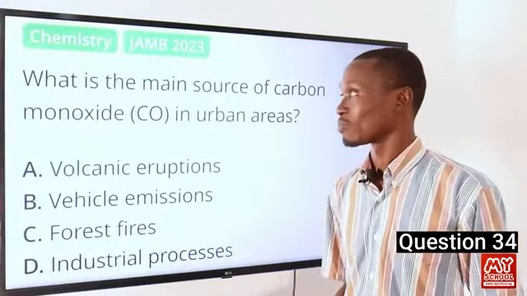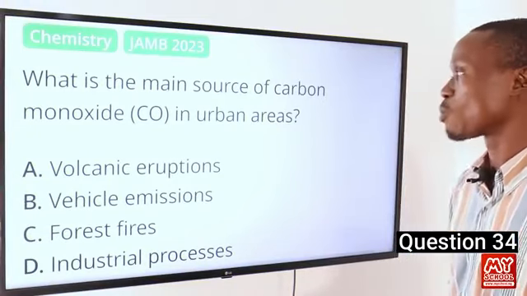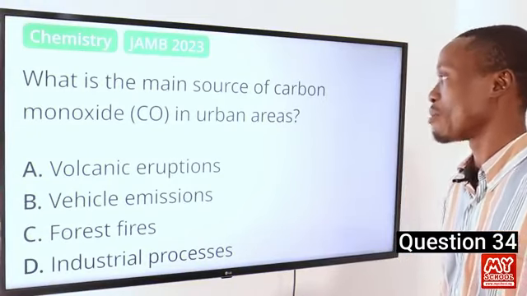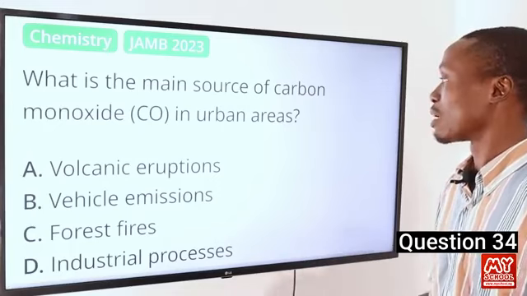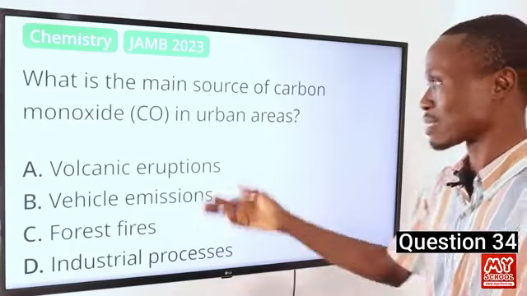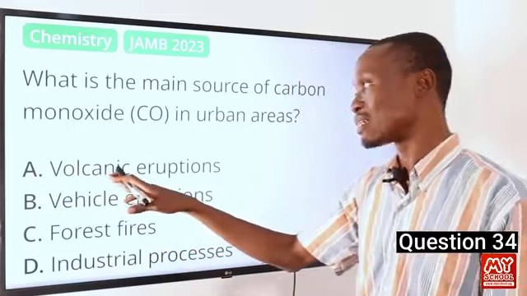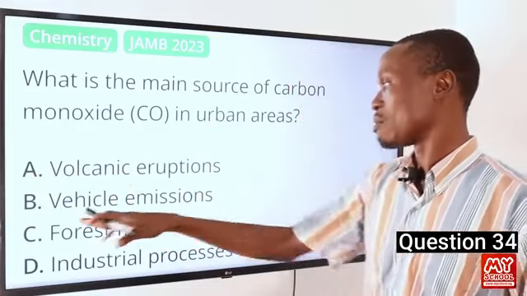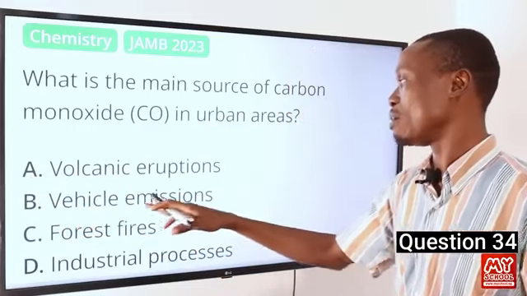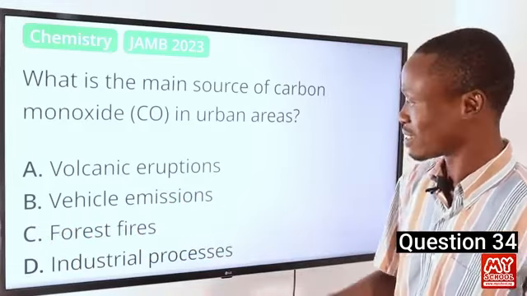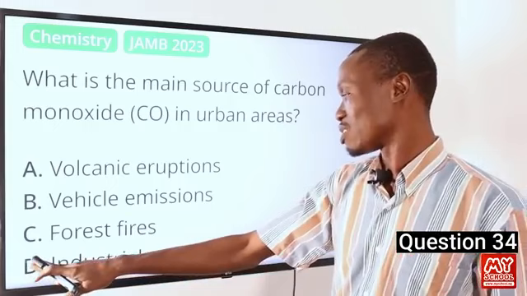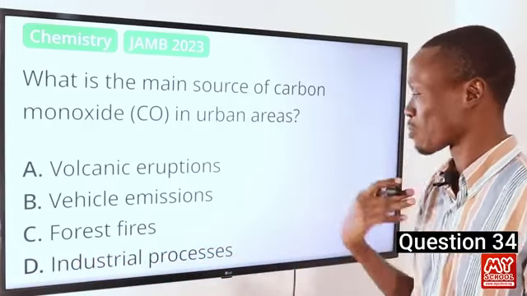Question 34. What is the main source of carbon monoxide in urban areas? By urban areas we mean cities or developed areas. So the answer to this question cannot be A, volcanic eruption. Then B, we have vehicle emissions. Then C, we have forest fires. Forest fire in the city, I don't think that is possible. Then D, we have industrial processes.